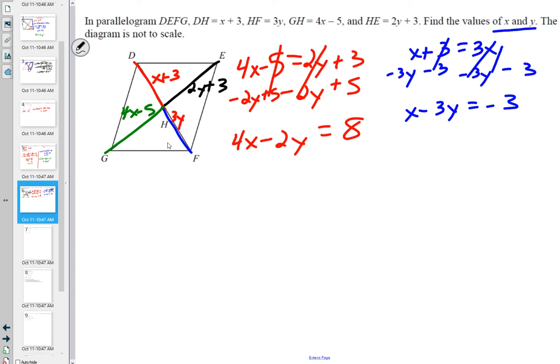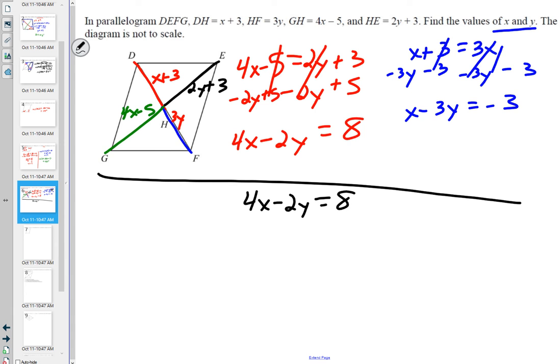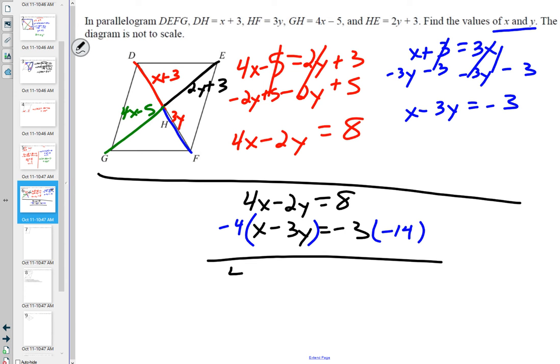So now my system is that 4x minus 2y equals 8, and x minus 3y is equal to negative 3. These won't be on the test, but it's still just good stuff to know. In order to eliminate one of these, I need to have different signs and the same coefficient. I'd probably get rid of the x's, but in order to get that to work, I need to multiply the bottom one by negative 4. You guys don't remember this at all from last year? First equation stays the same.